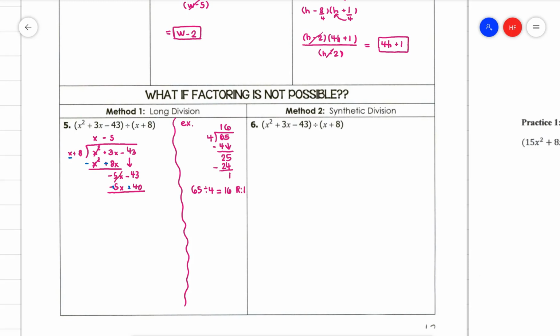Negative 5x plus 5x cancels, that's what we want. Negative 43 plus 40 is negative 3, but I have nothing left to drop down, so that is my remainder. So we could say that x squared plus 3x minus 43 divided by x plus 8 equals x minus 5 with a remainder of negative 3.